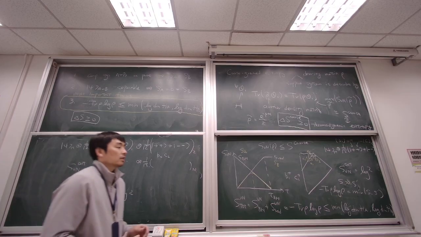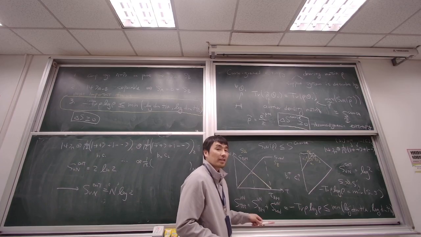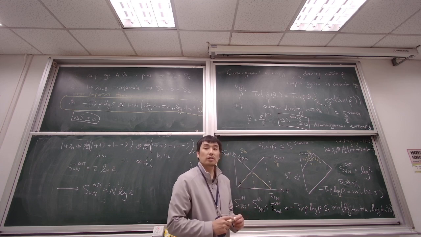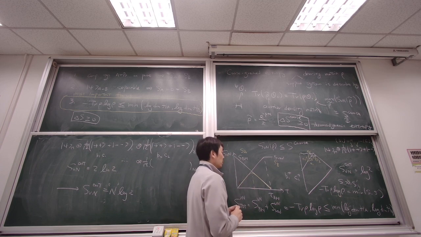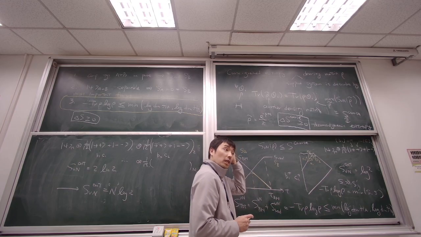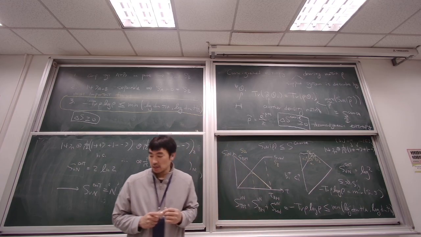Okay, fine. So that's how, if you use the fine-grained entropy in a total system, the entropy should obey this Page curve. That's what Page tells us.